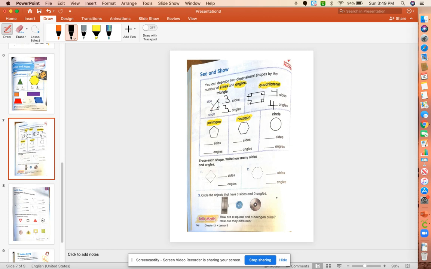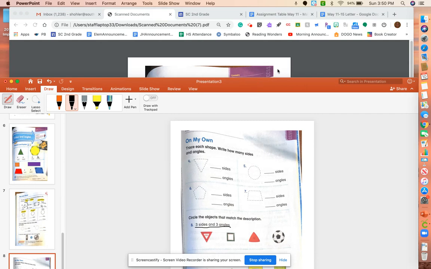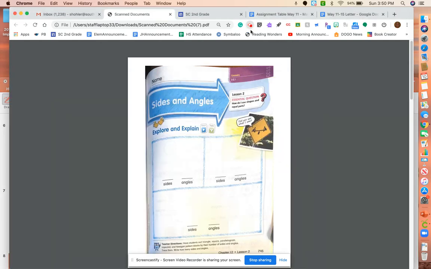I'm going to give you a clue. 0 sides. Look at this circle, it can't have any sides. Does it have any angles where 2 lines meet up? No. Then you're going to trace and tell me how many sides and angles again. And then this one says 3 sides and 3 angles. And this one says 4 sides and 4 angles. Put me on pause and go ahead and do the rest of those. All right, I'll see you in a minute.